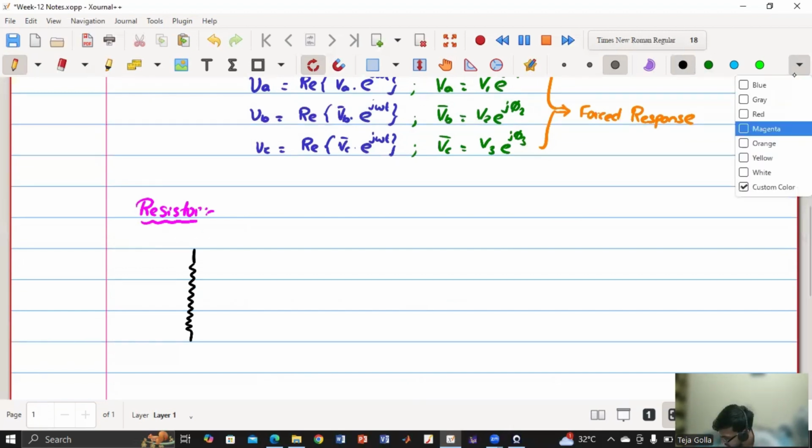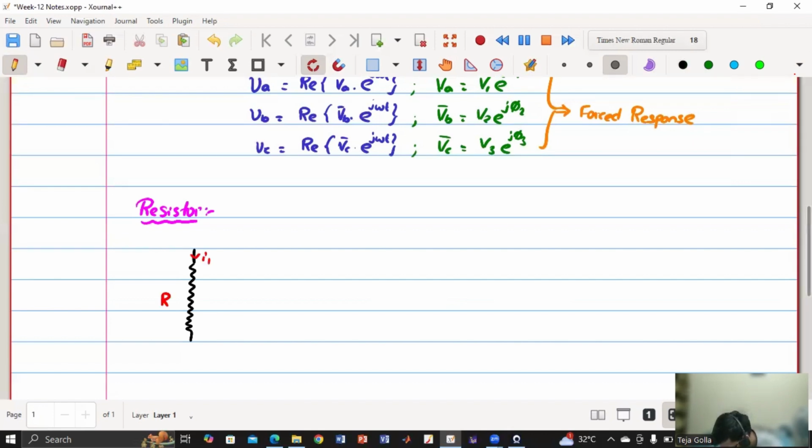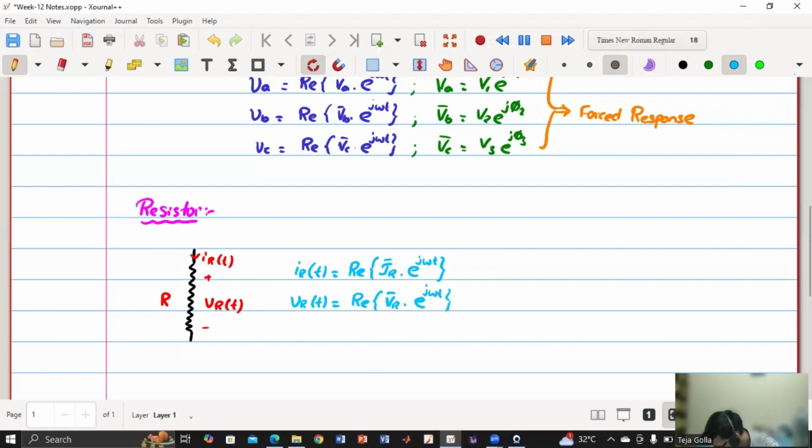So we have a resistor R, with current IR of t, and say the voltage is VR of t. So first we'll write according to the phasor that we have. So IR of t is equal to real part of, say, some IR phasor into e to the power j omega t, and VR of t will also be something like that, right? So real part of VR phasor into e to the power j omega t. Agree?